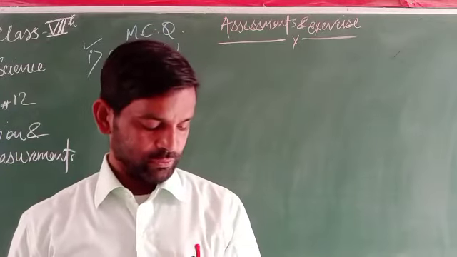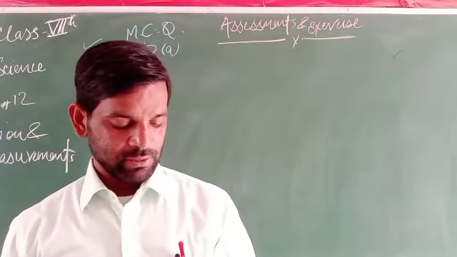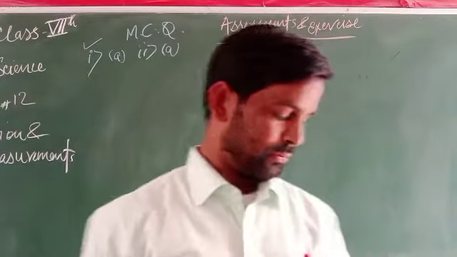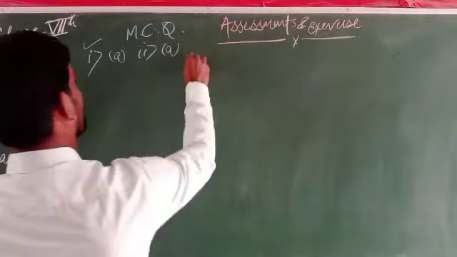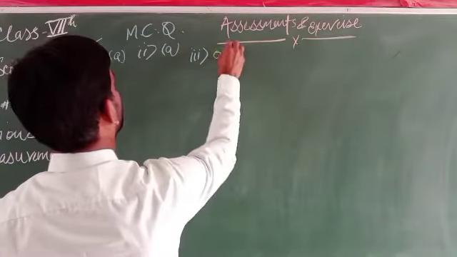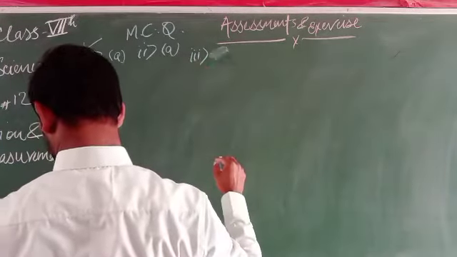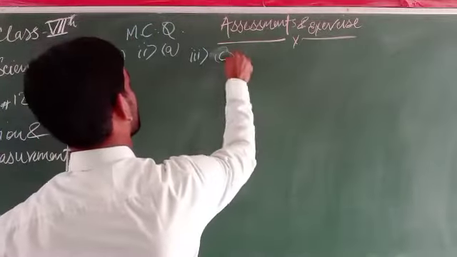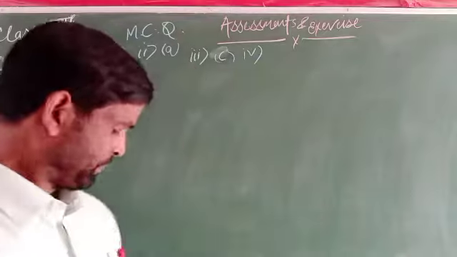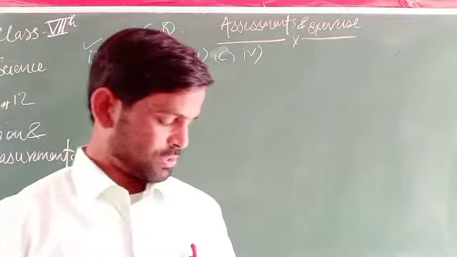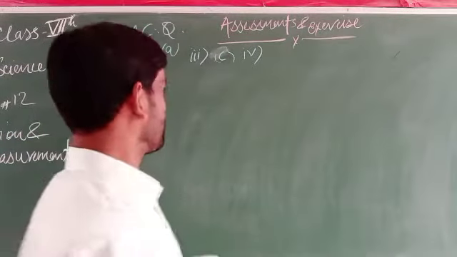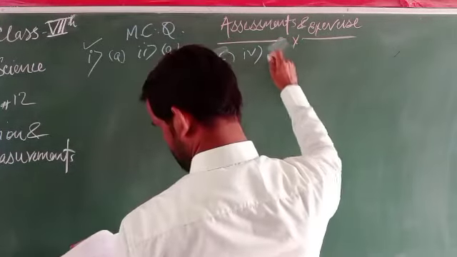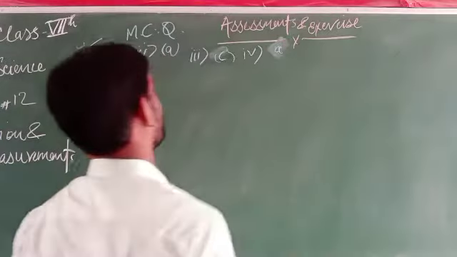Question number 3: which instrument is used to measure the total distance covered by a vehicle? Speedo, thermo, odo, or mano? The third answer is the odometer, option C. Fourth: the Jantar Mantar is situated in both in Delhi. Delhi, that means the answer is A.